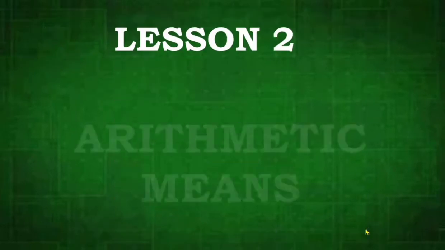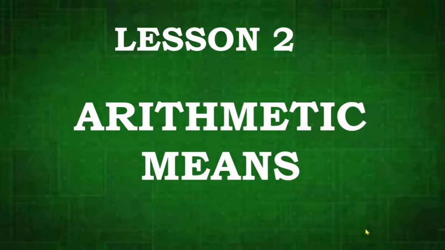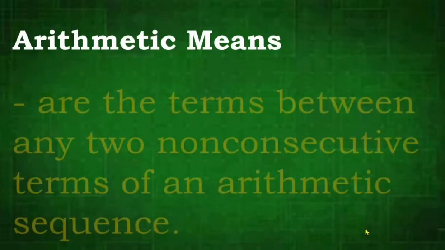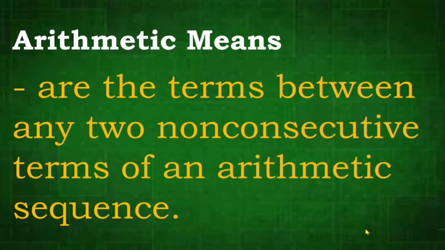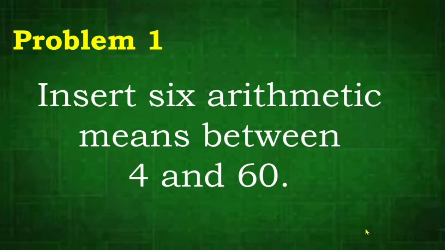Let's proceed to lesson 2. That is arithmetic means. What are arithmetic means? They are the terms between any two non-consecutive terms of an arithmetic sequence. Let us have the first problem. Insert 6 arithmetic means between 4 and 60.